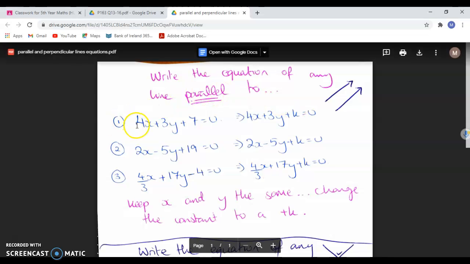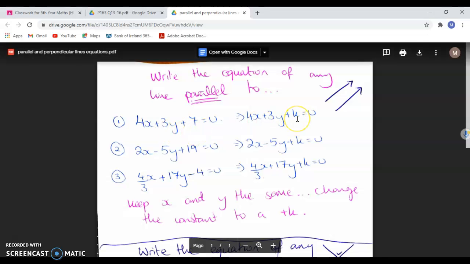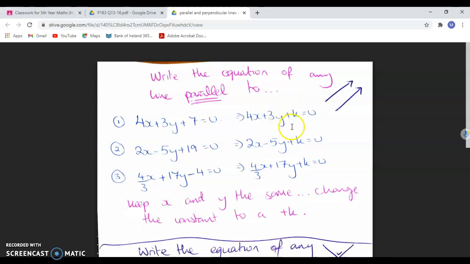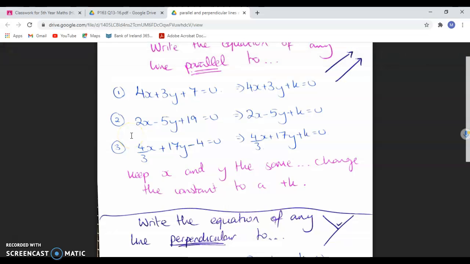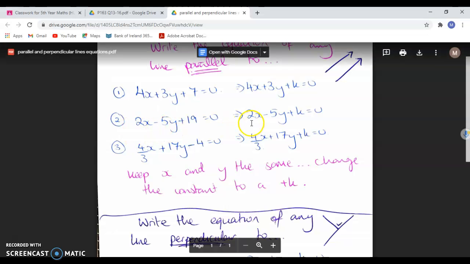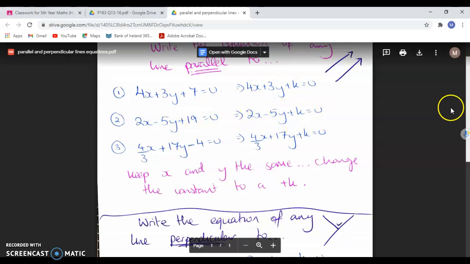Alright, so for a line parallel to 4x plus 3y plus 7 is equal to 0, any line parallel to that is 4x plus 3y plus k is equal to 0. K is any constant. It could be plus 7, which we have here, plus 10, minus 20, any integer there, or any real number really. Okay, the next one, write any equation of any line parallel to 2x minus 5y plus 19. Again, the x's and the y's stay the same, so I've my 2x minus 5y, and instead of plus 19, just change it to a plus k, which is a constant.